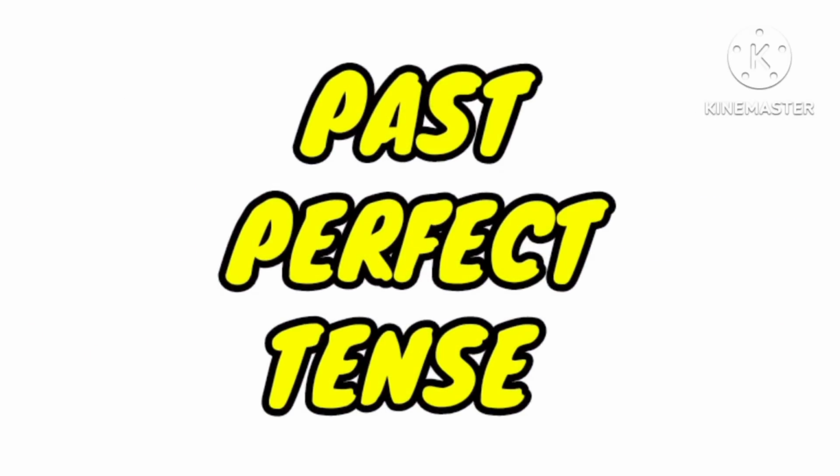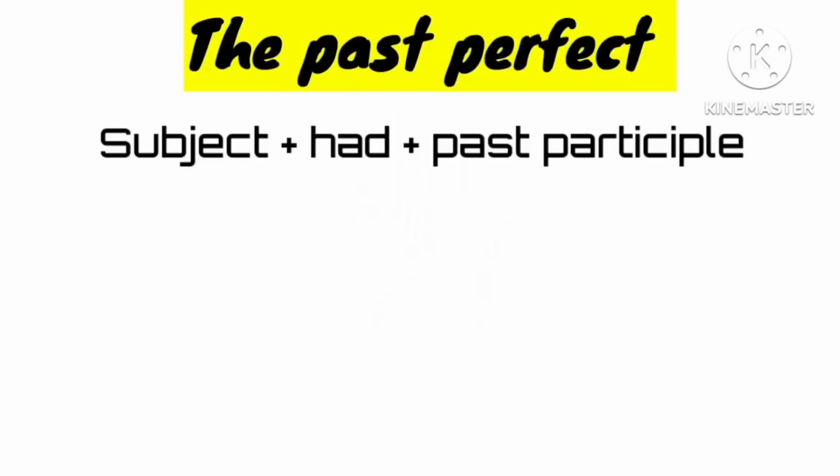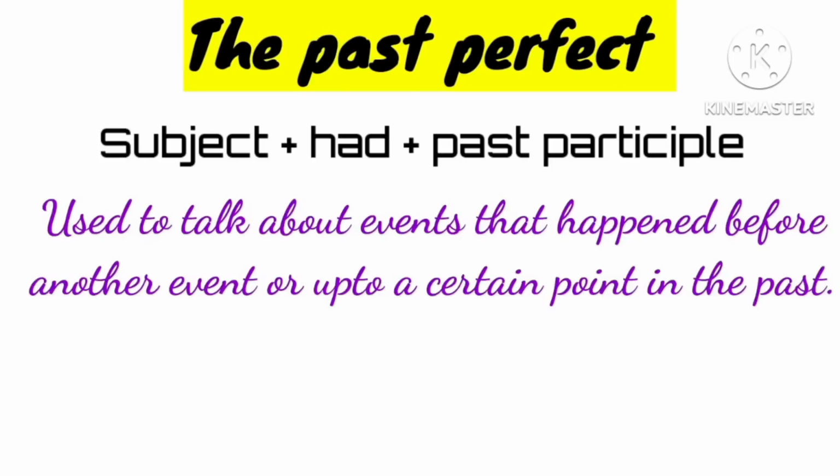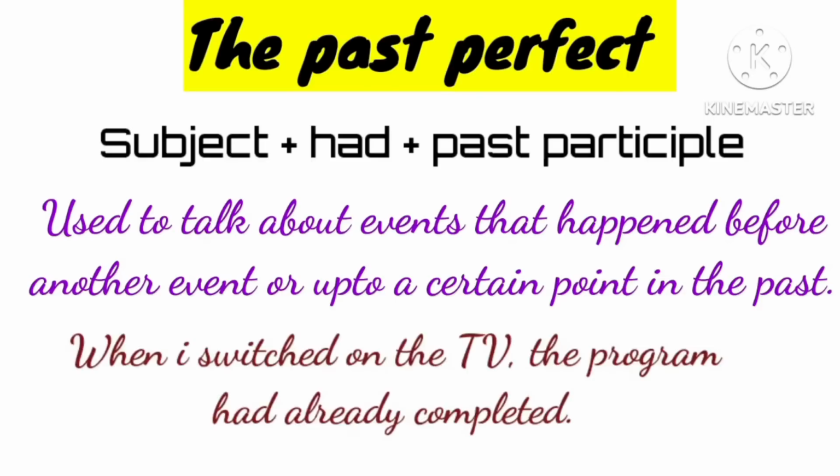Next, coming to past perfect tense. Subject plus had plus past participle. It is used to talk about events that happened before another event or up to a certain point in the past. For example, when I switched on the TV, the program had already completed. It means that we are mentioning two actions in the past that already completed. Both of the actions have been completed.